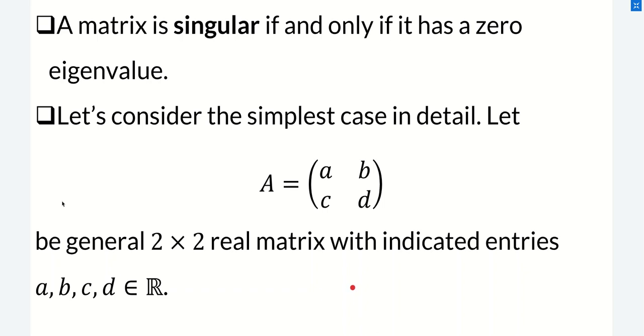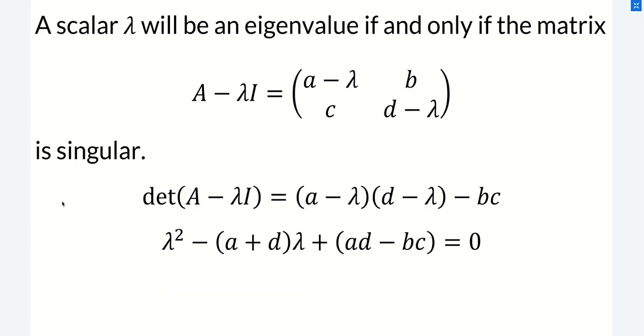All right. So now a matrix is singular if and only if it has a 0 eigenvalue. Okay, 0 eigenvalue. So let's look at this example. We have a matrix over here. This is a 2 by 2 matrix. We have its entries. We'll come back to this definition later on.